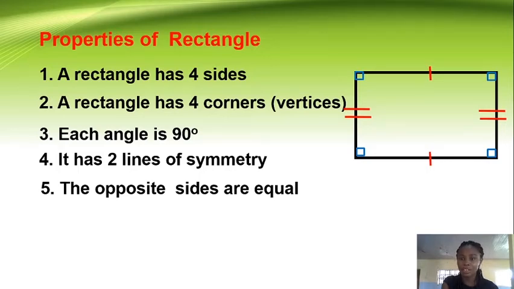Next, the opposite sides are equal. Can you see? Two strokes on two sides, one stroke on the other two sides. The one stroke that is facing this one stroke means the length of those sides are the same, equal. Then the other two sides too are also equal. That is, the opposite sides, the sides that are facing each other, are equal. Good. Let's move to the next one.